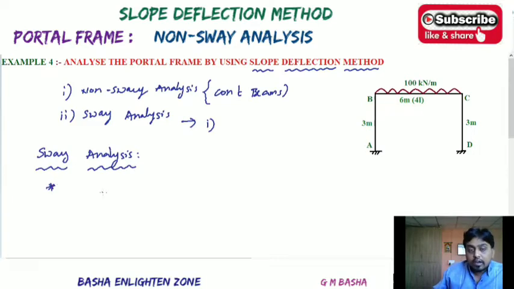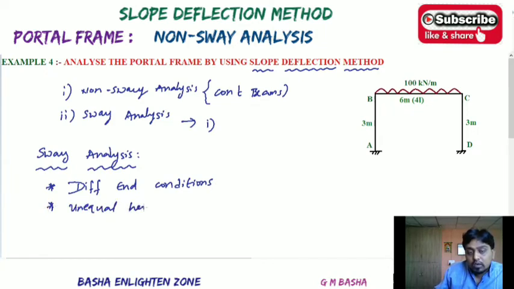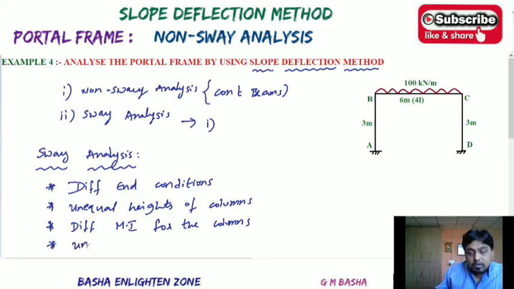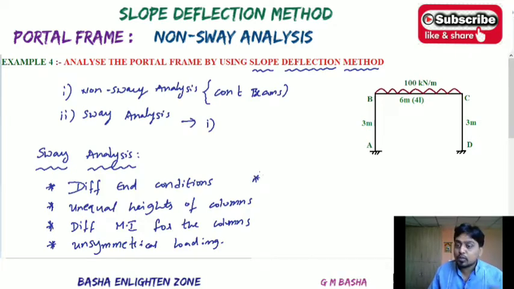So first condition is different end conditions. Second condition will be unequal heights of the columns. And third condition will be different moment of inertia for the columns. And final one will be unsymmetrical loading. So by seeing the frame, if any one condition happens, then also the frame comes under the sway analysis.